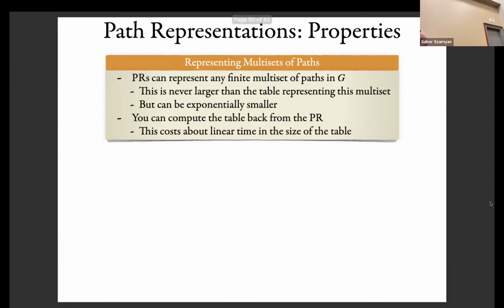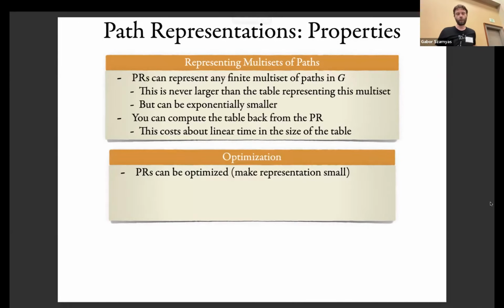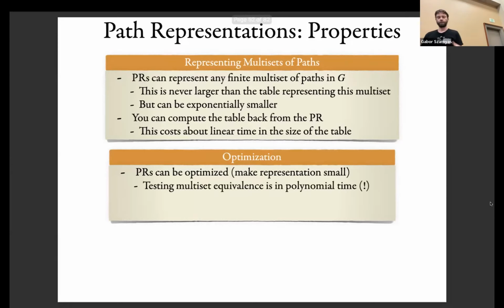And how much time does this cost you? Well, I think essentially linear in the size of the table. So it doesn't cost you any extra work. From a theoretical perspective, it looks good. Path representations can be optimized. You can start with just a set of paths and then try to compress this into a very small path representation. Now, what are interesting questions from a theoretical point of view here?